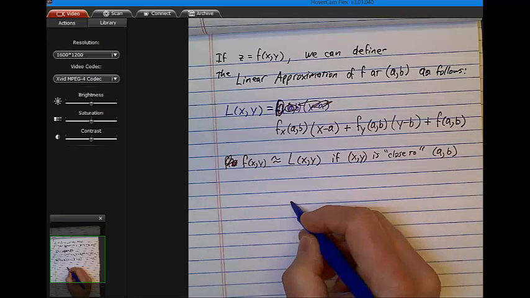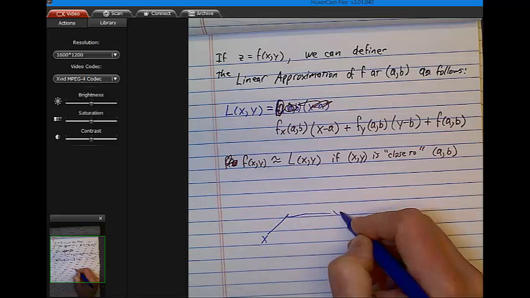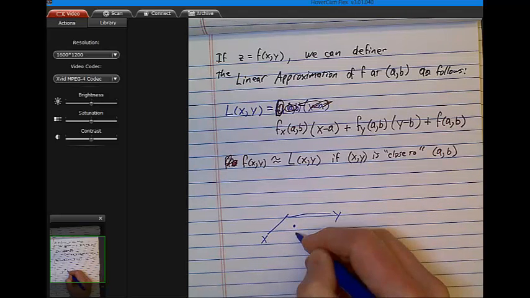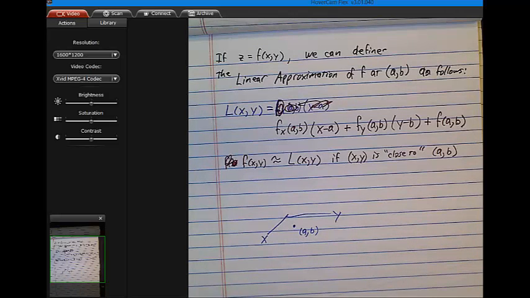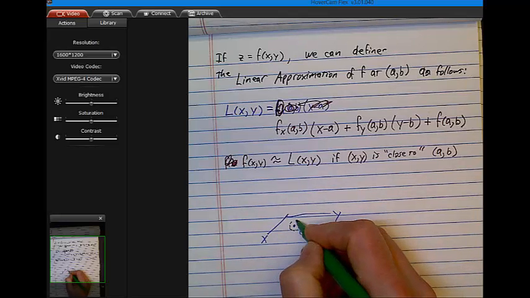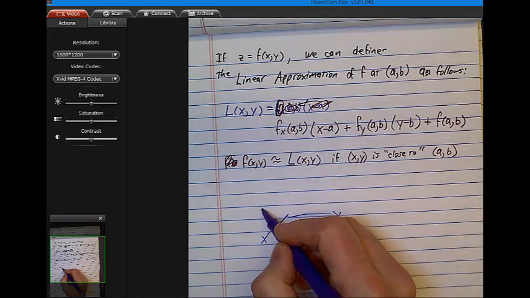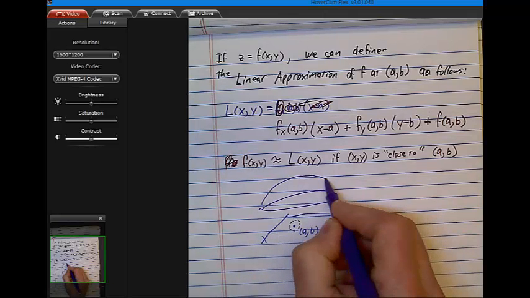Now, what do we mean close to AB? That's a good question. Here's x. Here's y. Somewhere here is the point AB. Maybe my linear approximation is good within some circle of AB. So up in the cloud, in the surface, what does the surface look like? I don't know. I could draw another hemisphere or something, right?